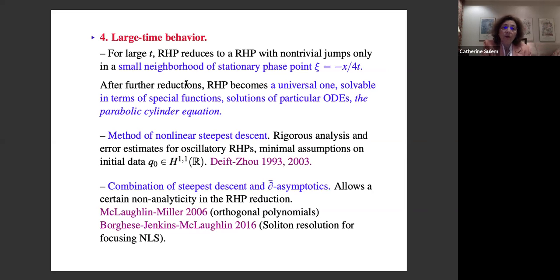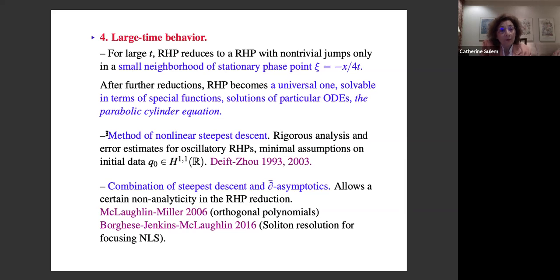In particular, for large t, this Riemann-Hilbert problem reduces to one that has non-trivial jumps only in a small neighborhood of the stationary phase point. And more beautifully, after a number of reductions, this Riemann-Hilbert problem becomes a universal one, solvable in terms of special functions that are solutions of a particular ODE, the parabolic cylinder equation. So it's a very beautiful derivation leading to a very universal Riemann-Hilbert problem.